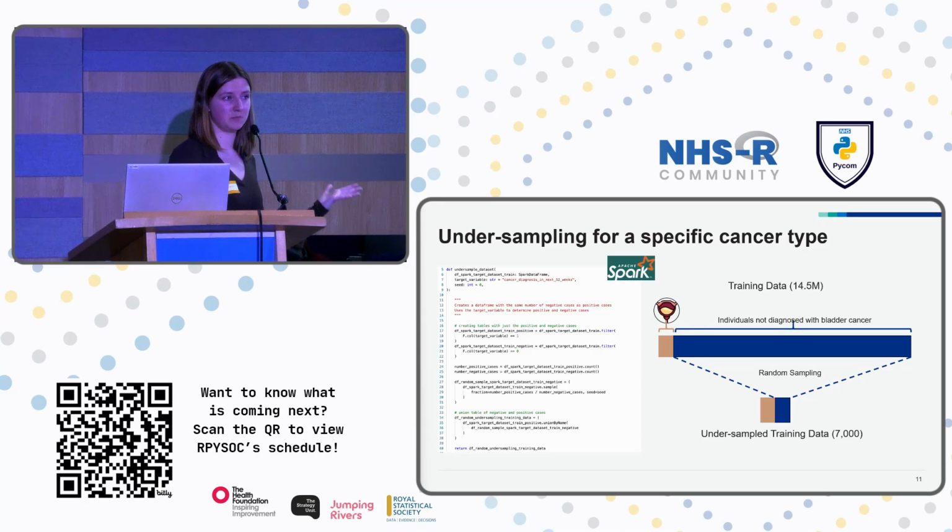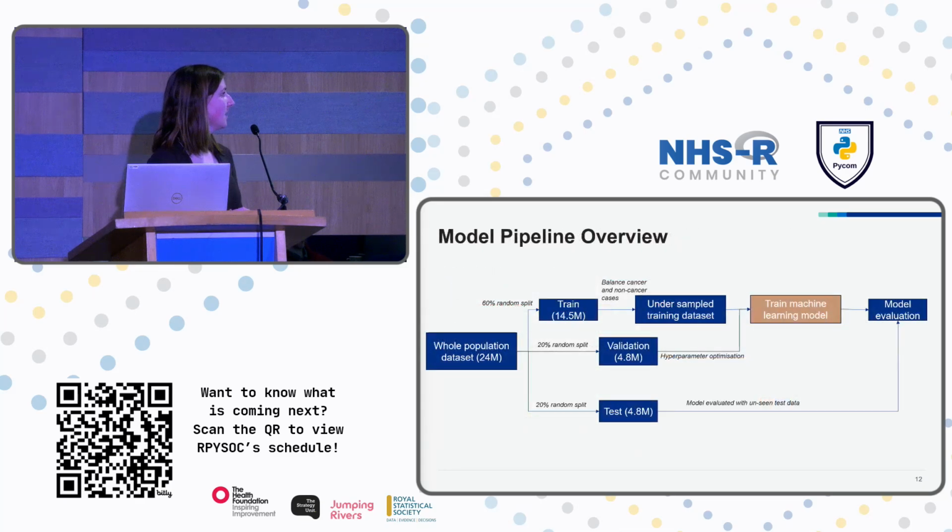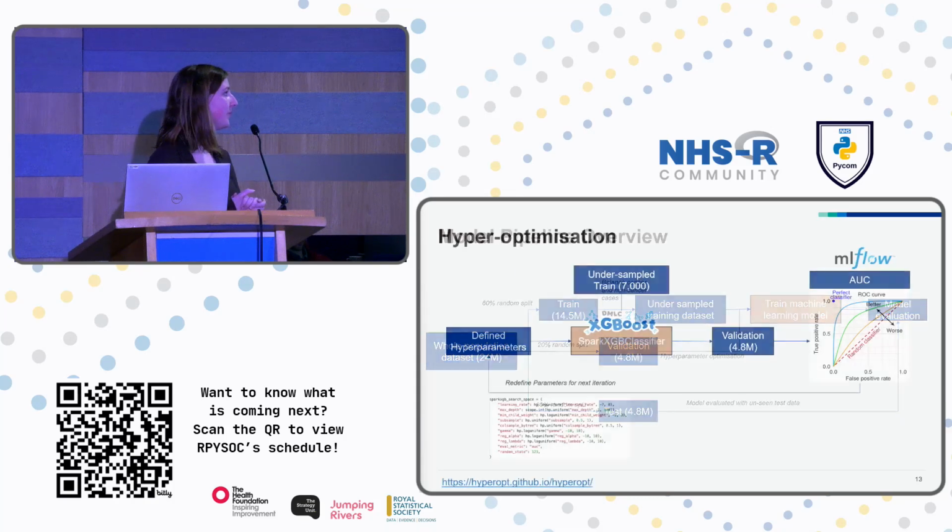Part of the reason we use Spark is because the data set is huge and Spark is more computationally efficient. So we use the sampling method of that and set a random seed to ensure that this is reproducible. This results, in this case, in an undersampled training data set of about 7,000 individuals. Once we have this undersampled data set, we can then train our machine learning model.